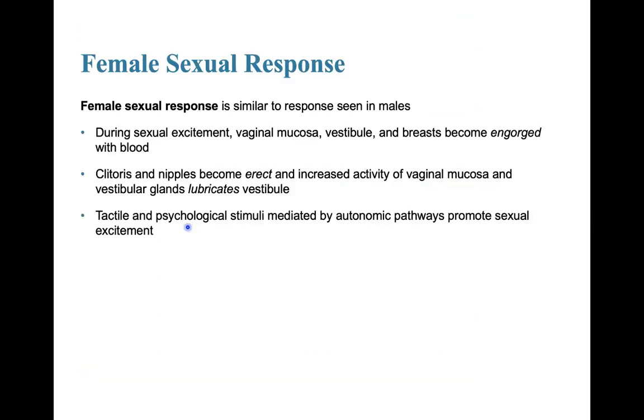So let's talk about the female sexual response. During sexual excitement, the vaginal mucosa, vestibule, and breasts become engorged with blood. The clitoris and nipples become erect, and increased activity of the vaginal mucosa and vestibular glands will lubricate the vestibule. Tactile and psychological stimuli mediated by the autonomic pathways will promote sexual excitement.